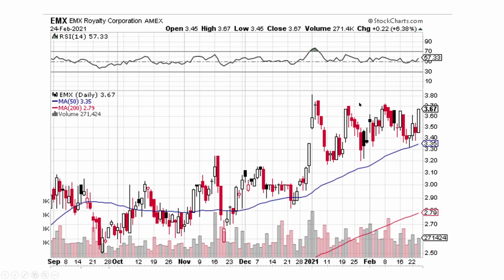EMX, look at this guy. Nice little resistance coming into a pattern here. And I think we're going to see a move to the upside, and it could be quite substantial. I mean, copper's moving up, and I think if we get gold and silver to move up, this royalty company is going to do exceptionally well.